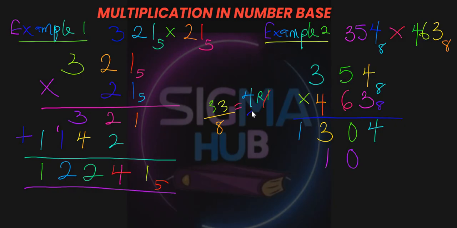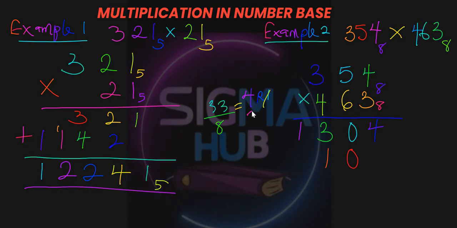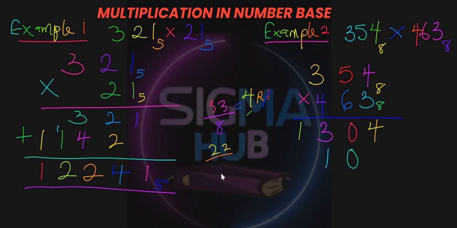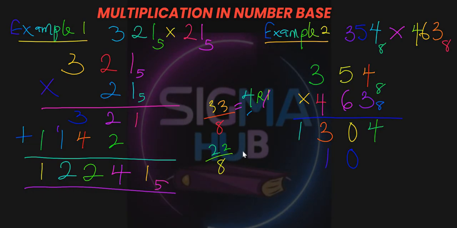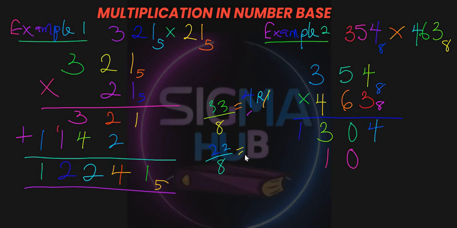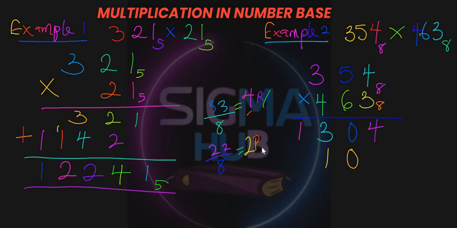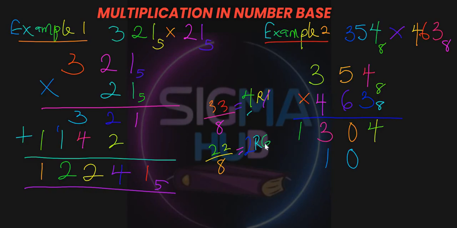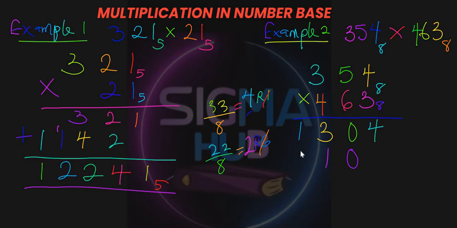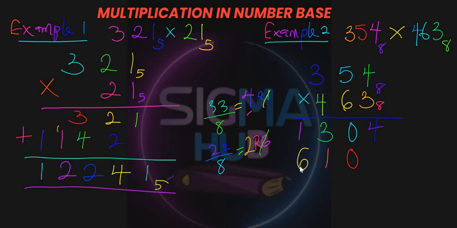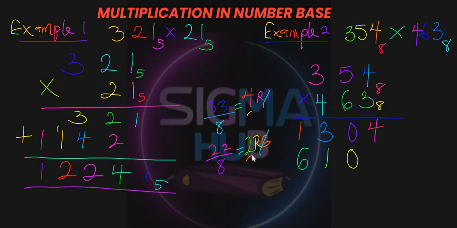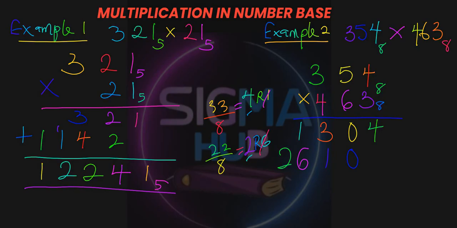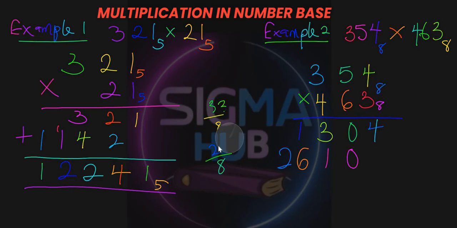18 plus 4 gives 22. Of course, I cannot write 22. I'm going to repeat the same thing. 22 divided by 8 is 2 remainder 6. So I'm going to write the remainder, which is 6. And since there is no other number to multiply with, I'm going to write the 2 as it is. So we have 2, 6, 1, 0 for this.